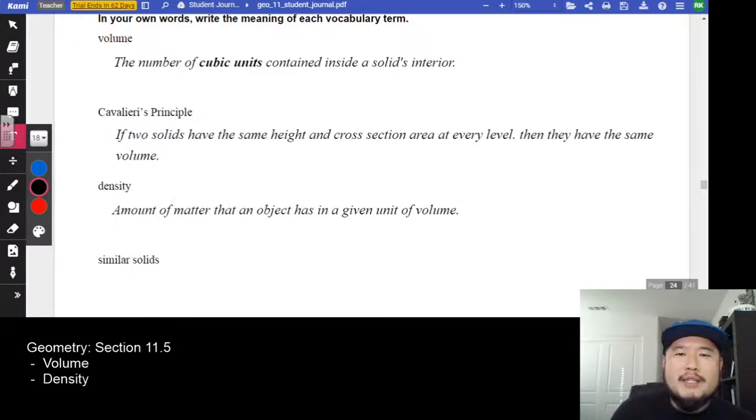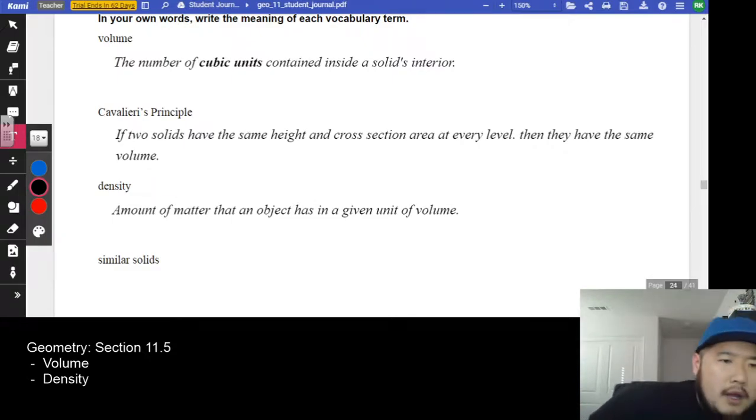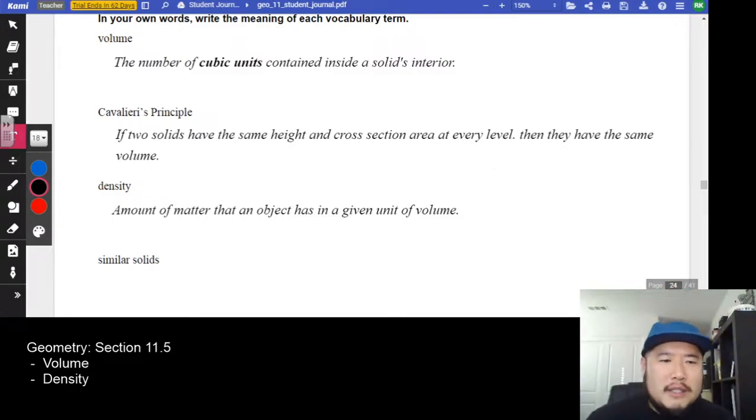Here we go with section 11.5. We're going to take a look at volume of solids, and we're going to briefly talk about the concept of density. We'll start off with volume. It is the number of cubic units inside a solid's interior. Remember, volume is measured in cubic units. So whatever it is, inches, centimeters, you name it, it is in cubic units.